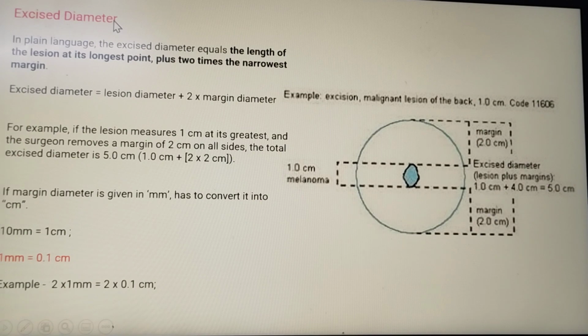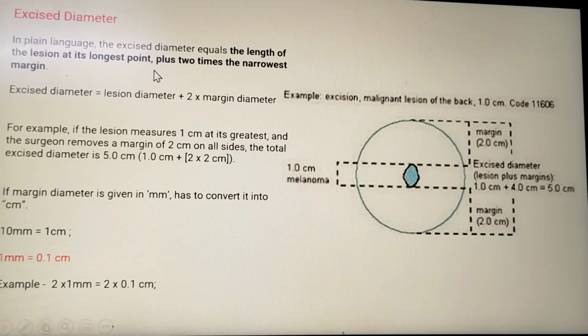Next is the excised diameter. While selecting the code, excised diameter plays an important role. So what is this excised diameter? The CPT codes are divided based on the excised diameter, based on the length of the excised diameter. So what do you mean by excised diameter? Excised diameter equals the length of the lesion at its longest point plus 2 times the narrowest margin.